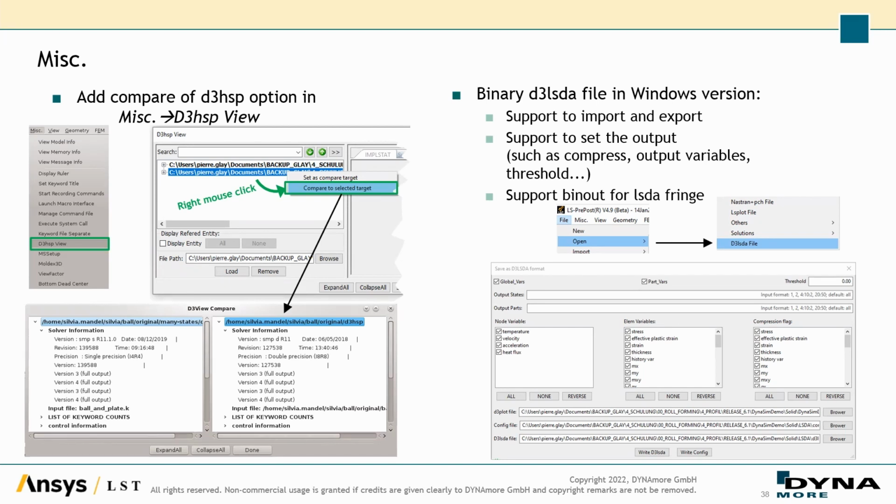Probably you know the D3LSTA format. If you would like to have your plots in a D3LSTA file, then you can output them in LS-PrePost with save as D3LSTA format. And of course, you can open this output again in LS-PrePost. LS-PrePost supports a binout for LSTA fringe.